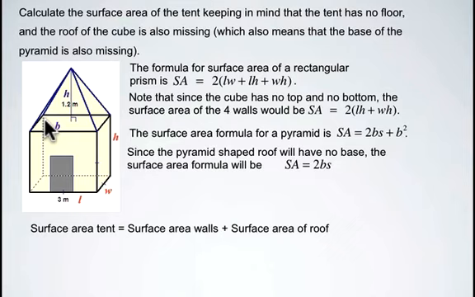So the surface area of the tent is going to equal the surface area of all the walls plus the surface area of the roof. So the formula that we can use here is 2 multiplied by length height plus width height, plus 2 multiplied by base multiplied by slant height.